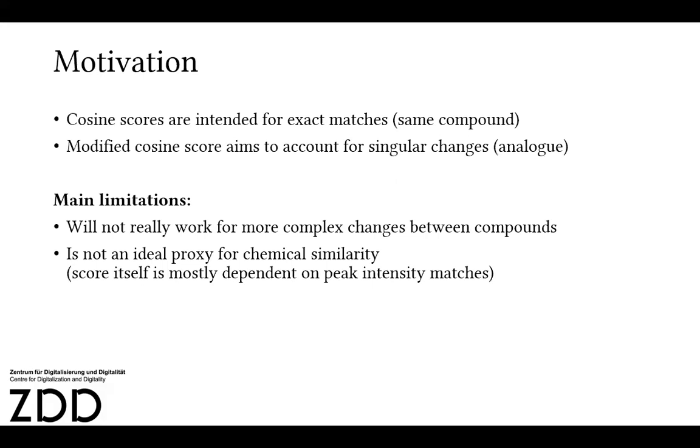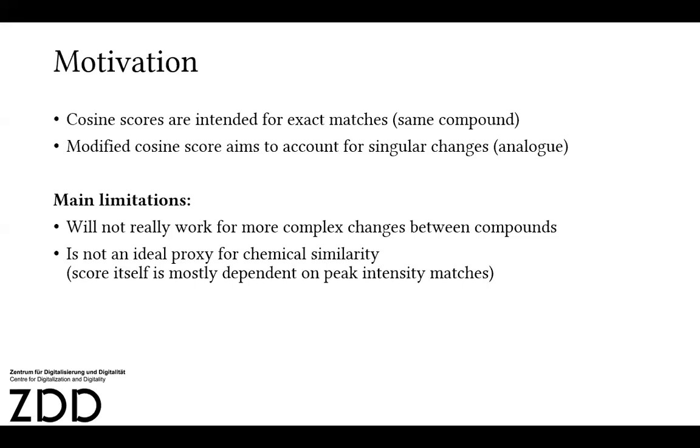So the motivation for this is that, as you might be aware, we have scores that are commonly used, like cosine score or modified cosine scores, and many variants of those, and they can do quite some things. So with a cosine score, that's really intended for exact matches of the spectra. So if you really have a spectrum of the same compound measured in a similar way, you can find this with a cosine score, hopefully.